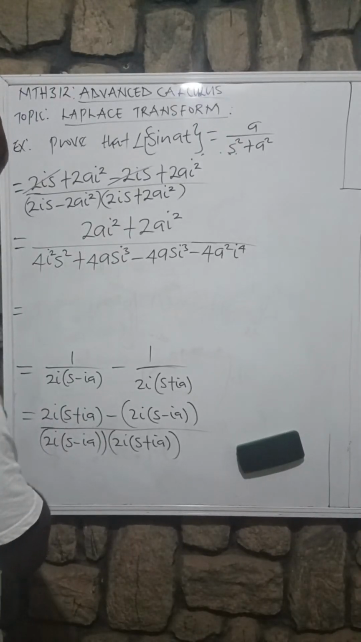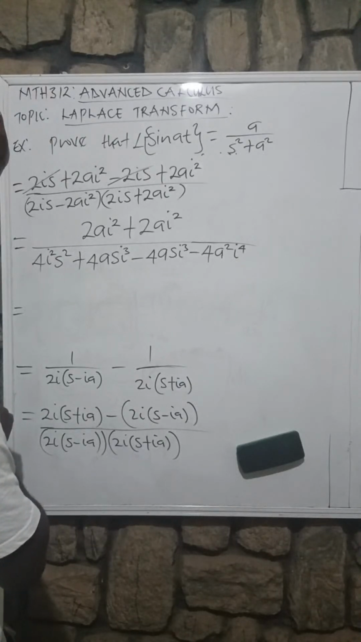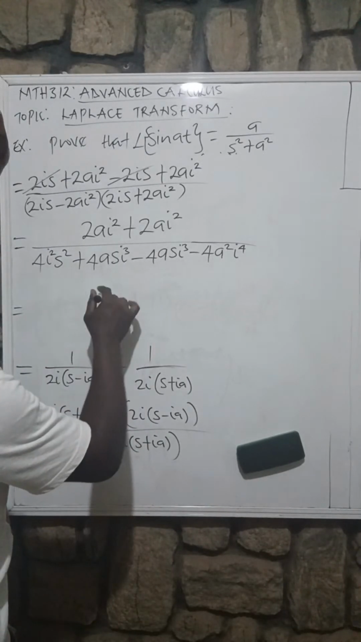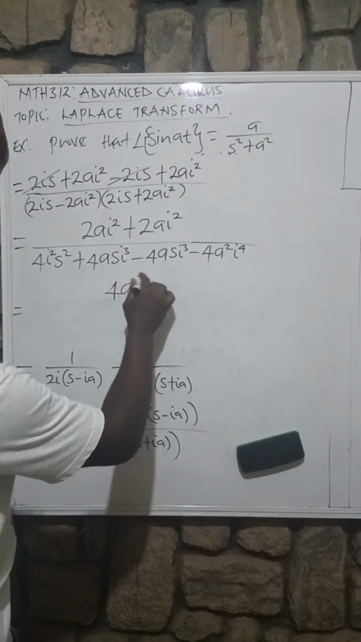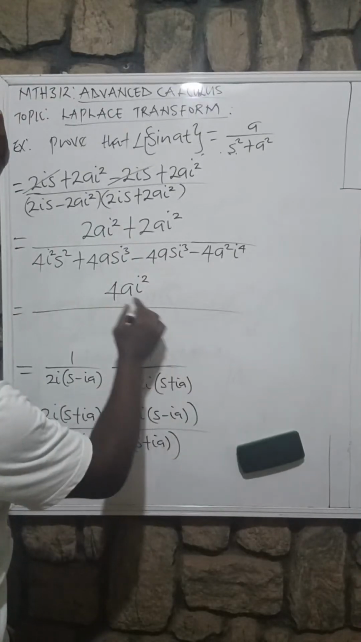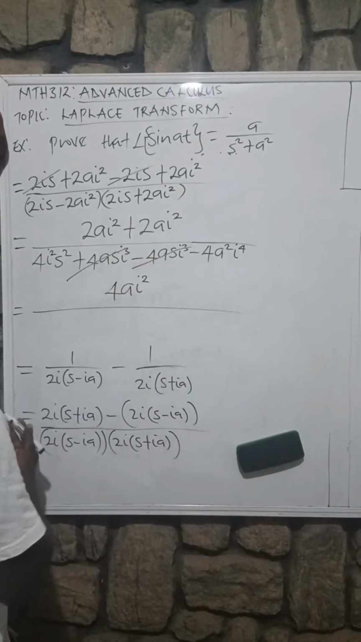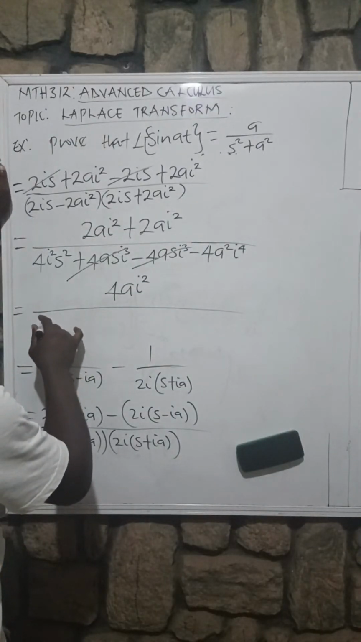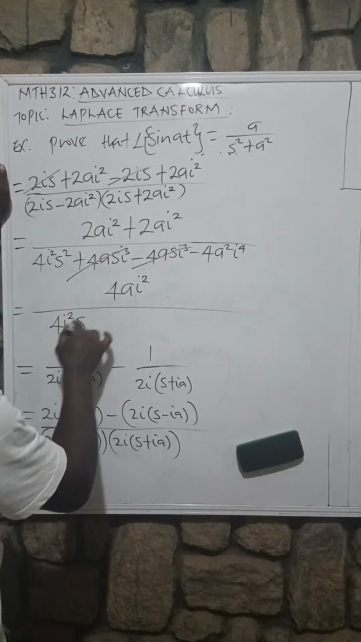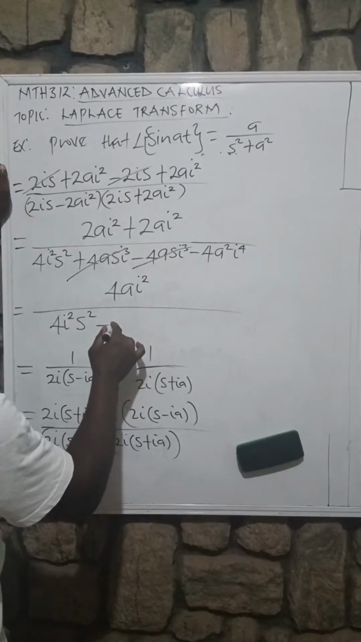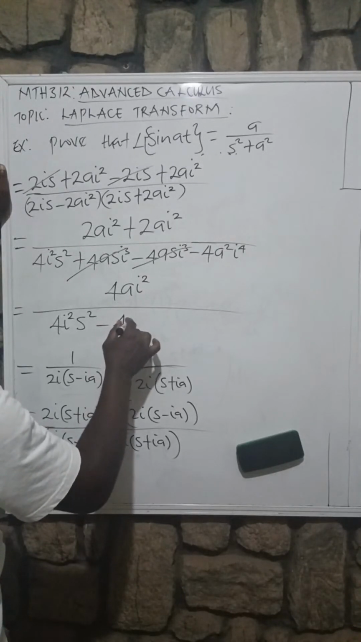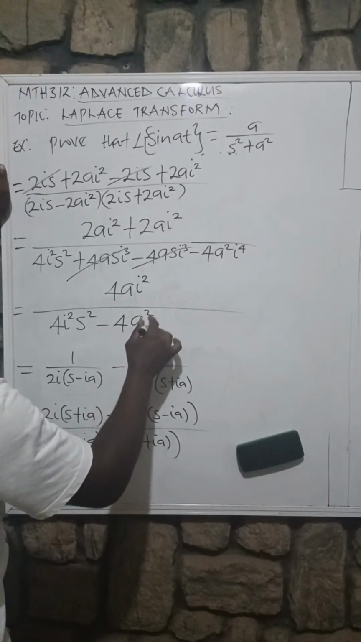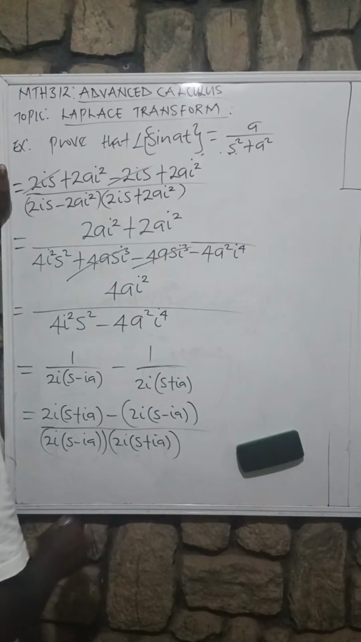Okay, so if you can see what I am saying, we can add this to give us 4ai squared. Then all over this and this will go, 2 of us. So we'll be left with 4i squared s minus 4a squared i raised to power 4.